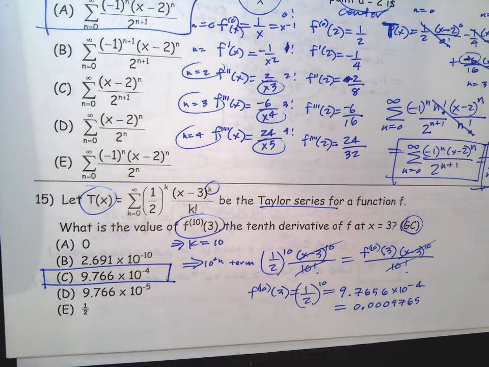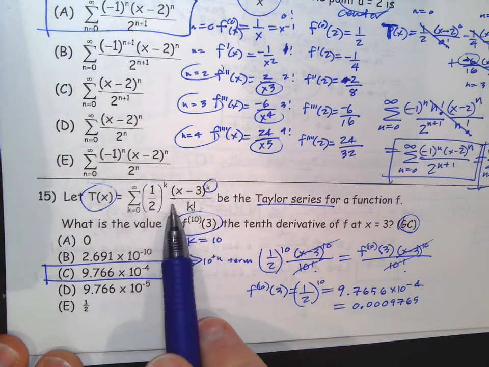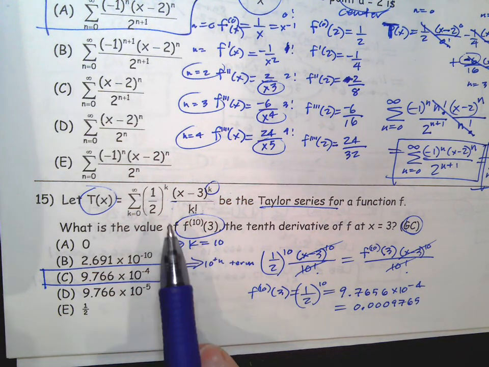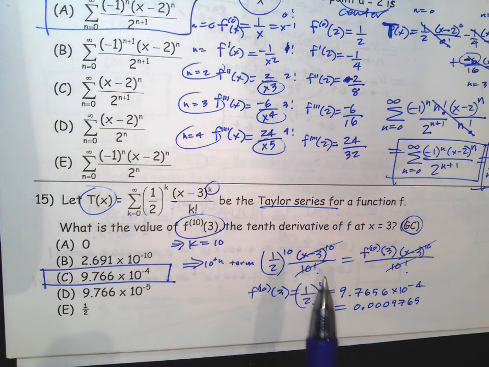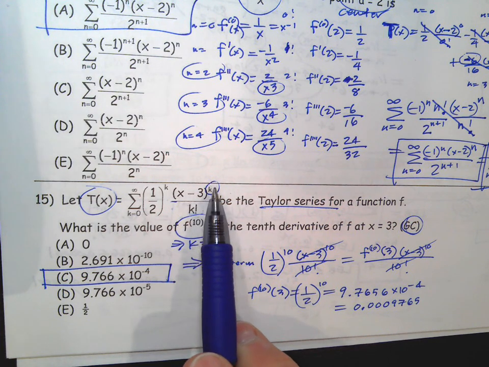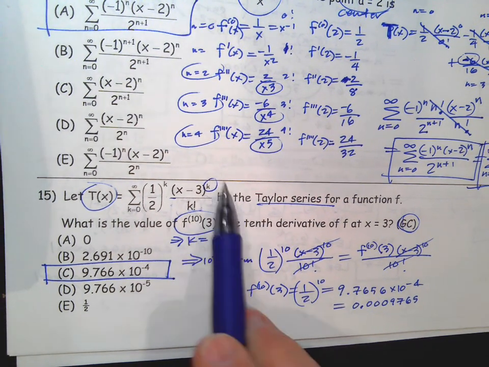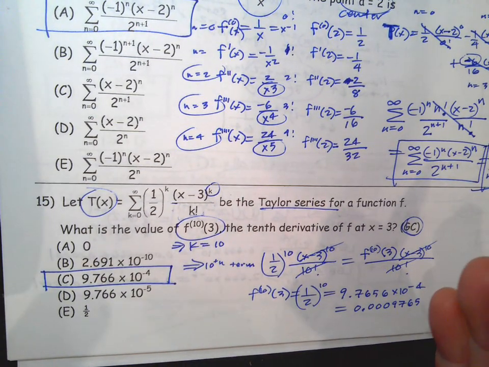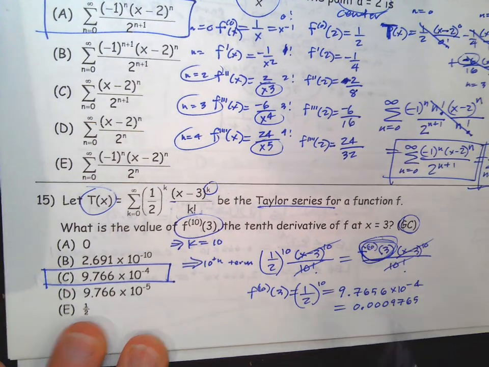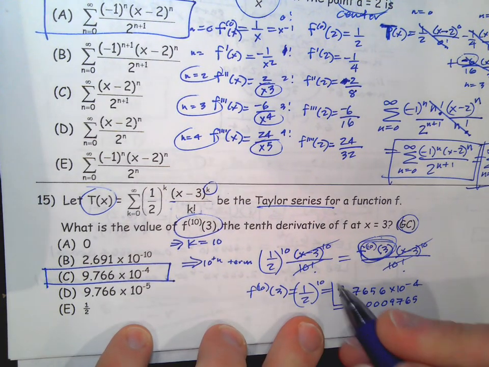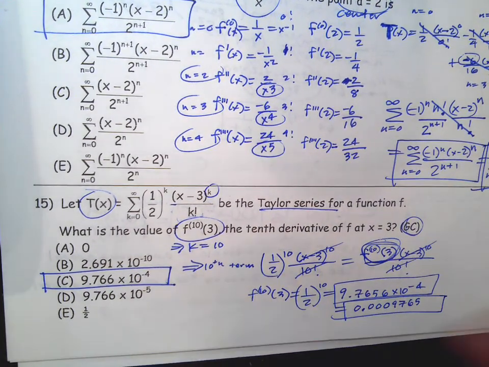Otherwise, you could have just started writing the open form of each term until you got to the 10th term. That would be a lot of work. But if you understand that if you plug k equals 10, the 10th derivative should match up to the x minus the center to the 10th power over 10th factorial, which we see right here. So k equals 10 should give you that whole term that has the 10th derivative as part of it. So, okay. That's it.